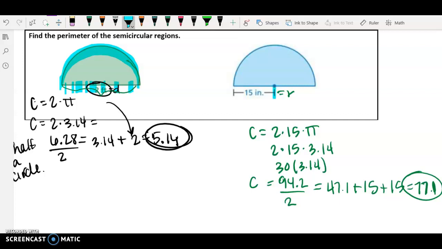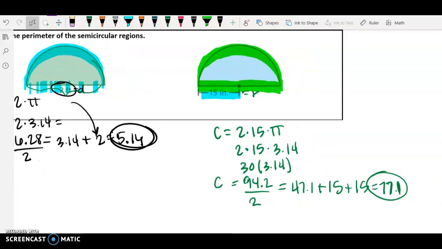On number 2, they gave us the radius. Since they gave us the radius, we do 2 times the radius, which is 30, times pi, which is 3.14. I'm going to divide that by 2, so I get 94.2 divided by 2, and that gives me 47.1. And then here's the catch. 47.1 is the distance in green right here, but I still need this distance, which is 15, plus this distance, which is also 15. So we have to add 15 twice, and that gives us 77.1.